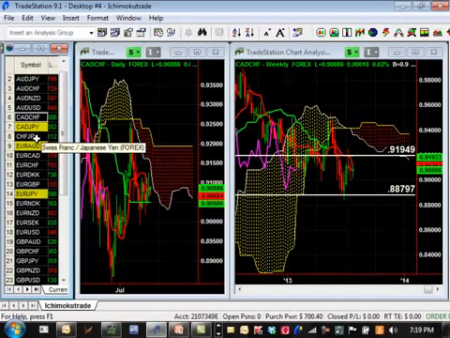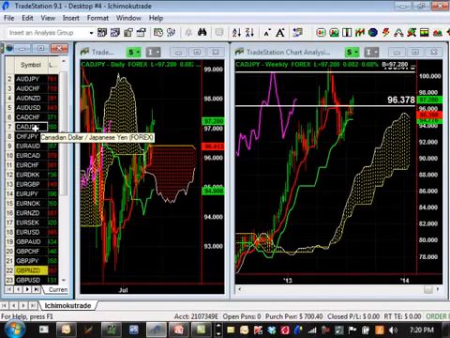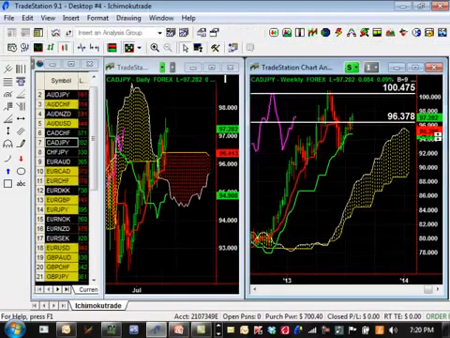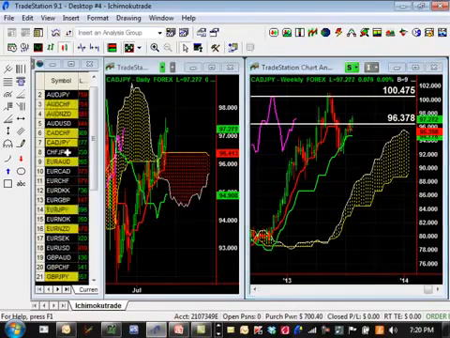The CAD Swissy, nothing really going on except consolidating between 88.79 and 91.94. The trend is bearish. If it could break that support, it's going to start a trend both on the daily and weekly, so keep an eye on that. CAD yen, still bullish. Really hasn't gone through a pullback at all. Support on this one's going to be 96.37. Resistance is going to be 100.47.